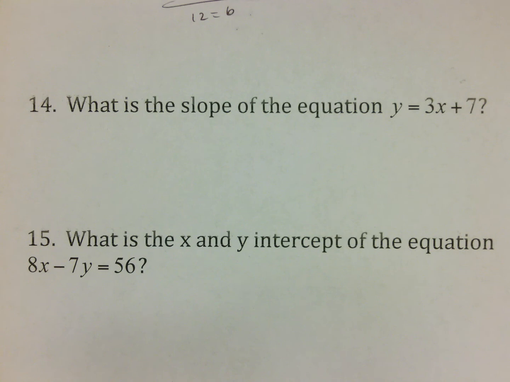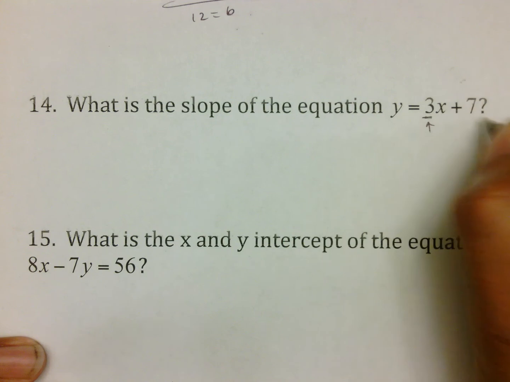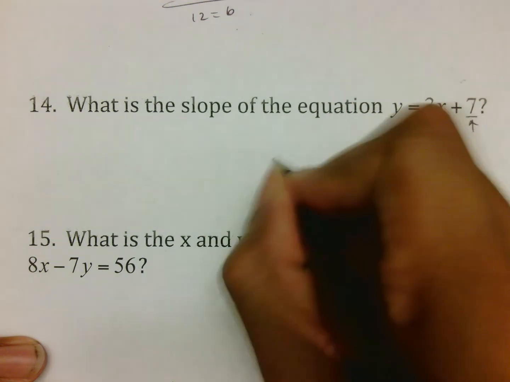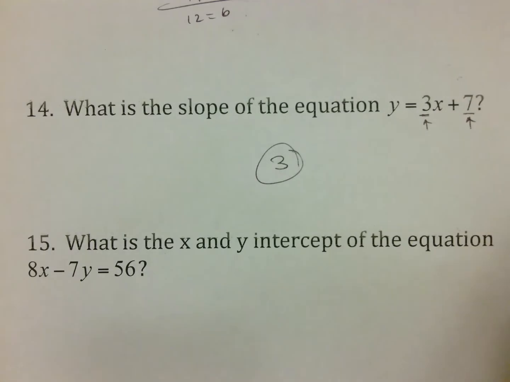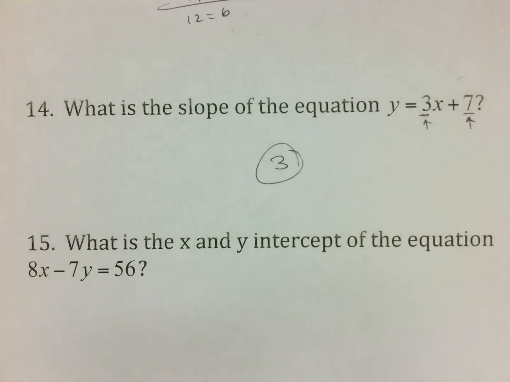What is the slope of the equation y equals 3x plus 7? Looking at this, again, remembering that slope is attached to x, y-intercept is by itself. The slope of this is 3. It is not 3x. Your slope is just 3. Again, the slope is the number that is attached to x.